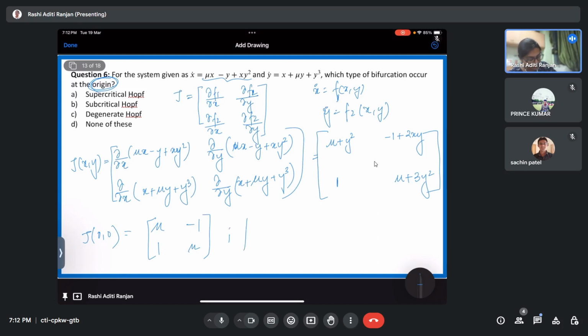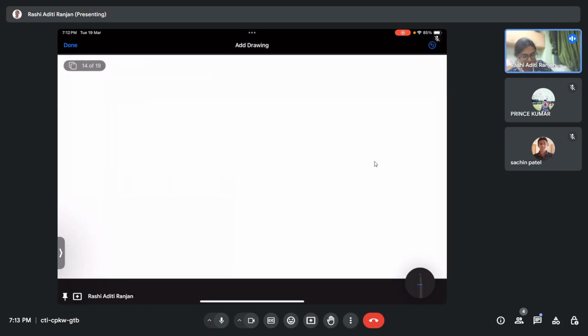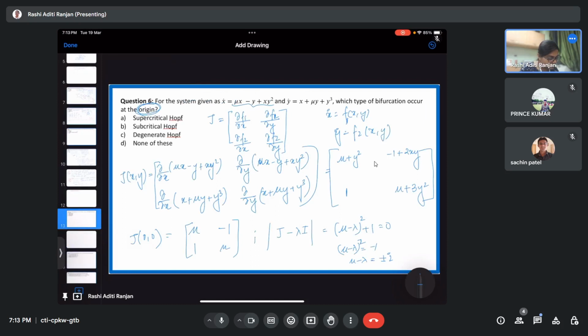So to find the eigenvalues, I would have to find the determinant of J minus lambda I, which would be (mu minus lambda) whole squared plus 1 equals 0. I hope it is clear where I'm getting this from. So mu minus lambda is equal to plus or minus i, because the square root of minus 1 is i. So lambda is equal to mu plus or minus i. This is my eigenvalue. Let me check also. Yes, lambda is equal to mu plus or minus i.